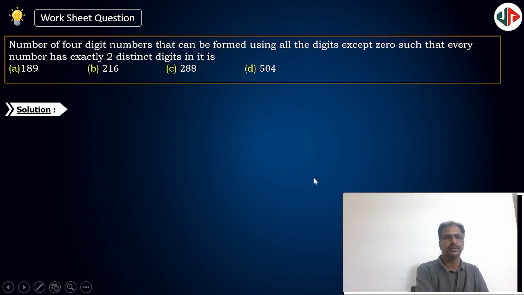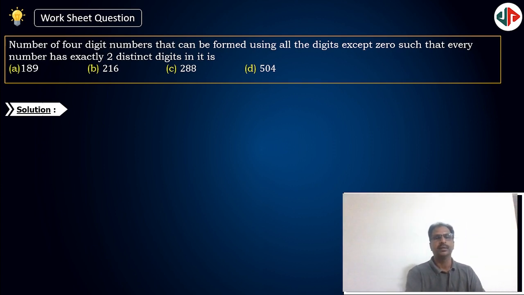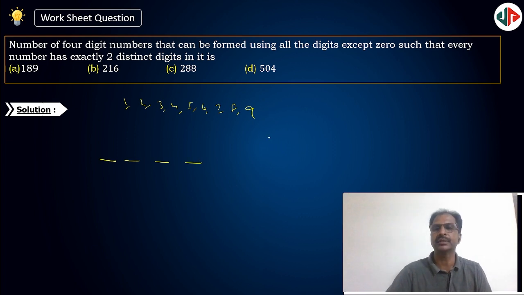Next, the number of 4-digit numbers that can be formed using all the digits except 0. Except 0 means we have to consider 1, 2, 3, 4, 5, 6, 7, 8, 9. And you have to find the number of 4-digit numbers that can be formed using these digits except 0 such that every number has exactly 2 digits in it.